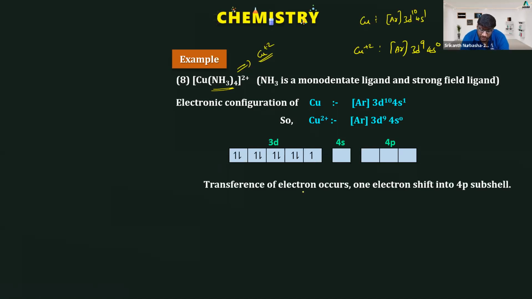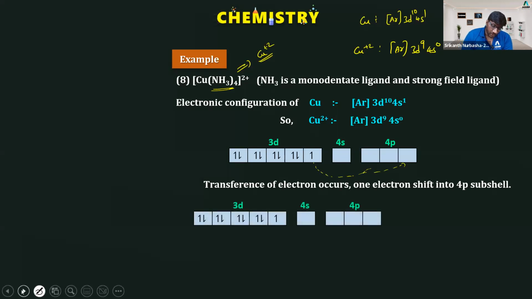Transference of electron occurs. One electron from the 3d will shift into 4p now. Look at that, how interesting it is. After 3d you have 4s and 4p, but from the 3d the electron is going into the 4p. Because of the transference of electron, you will get one 3d atomic orbital, one 4s, and two 4p which are going to be vacant now.